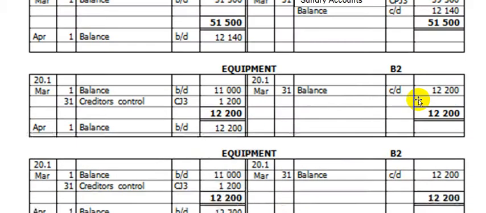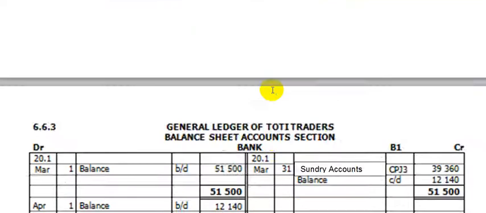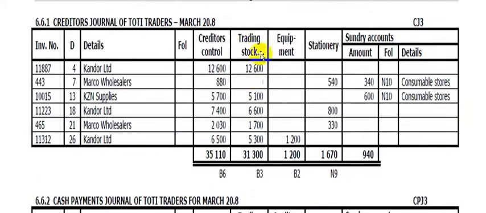Okay, so if we go back and look at our creditors control amounts, it's 35,110, and that's it. You've posted your creditors control accounts onto your creditors control ledger. Okay, so let's go have a look at the second thing. Now we need to move trading stock. Trading stock of 31,300.